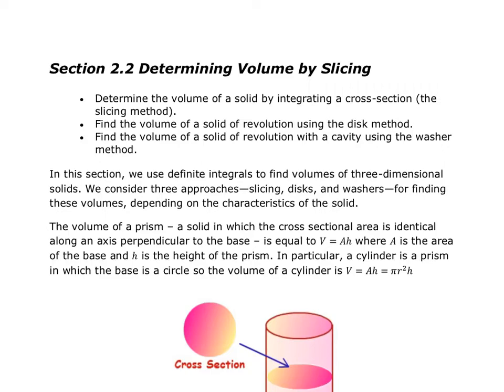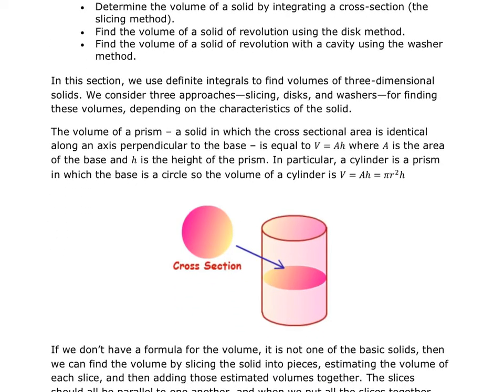So a cylinder is a very specialized prism. It's a prism in which my base is a circle. So the volume of a cylinder is the area of the base multiplied by the height of the cylinder. In particular, the area of the base, because it is a cylinder, is going to be the formula for a circle. So it's pi r squared, and then you multiply it by the height of whatever your cylinder is.